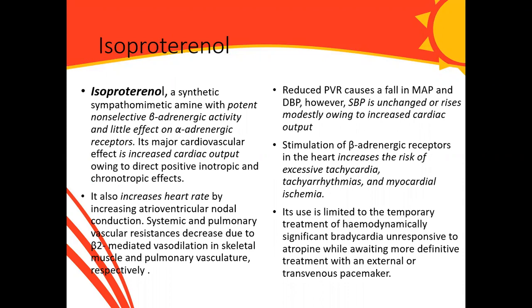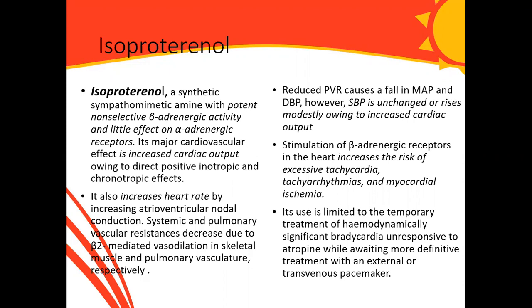All right, isoproterenol is a synthetic sympathomimetic amine with potent, non-selective beta-adrenergic activity. Its major cardiovascular effect is to increase cardiac output because of its direct positive inotropic and chronotropic effect. By so doing, it increases heart rate and atrioventricular nodal conduction. Note that there's reduction in systemic and pulmonary vascular resistance due to its beta-2 mediated vasodilatation in the skeletal and pulmonary vasculature, respectively.